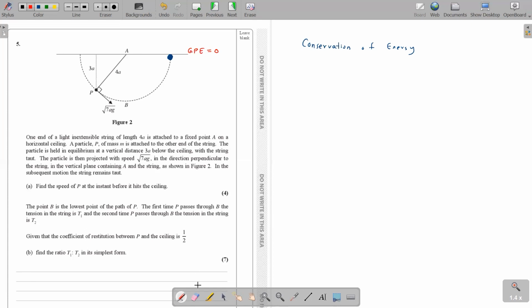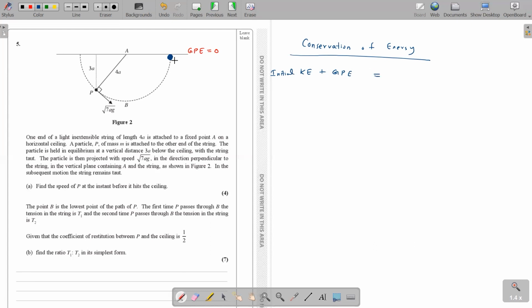Okay. So conservation of energy: the energy at the point P is equal to the energy where you hit the ceiling. So what's the energy you have at point P? We have kinetic energy because you can see there's speed, and we also have GP. So we have KE plus GP initial, and then equals to what?